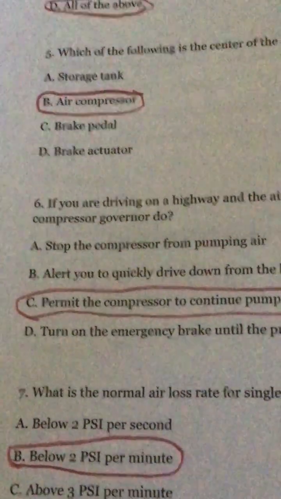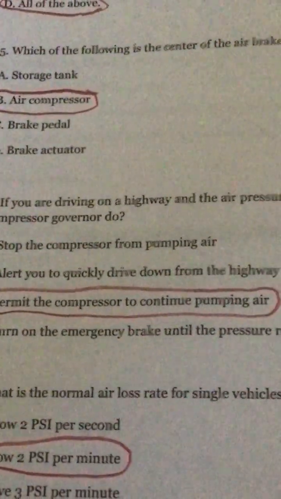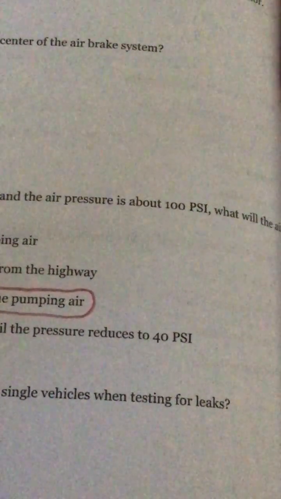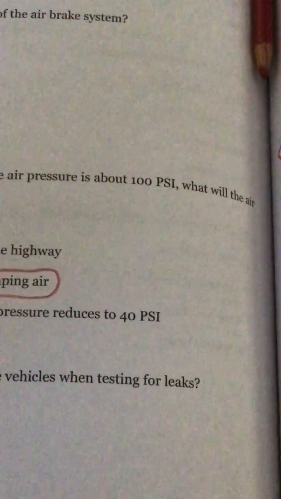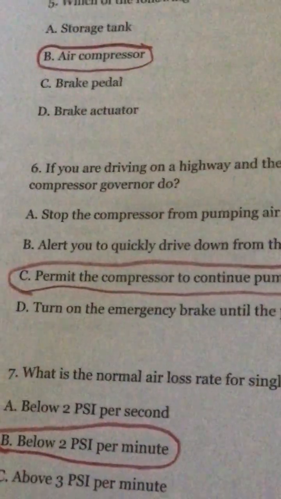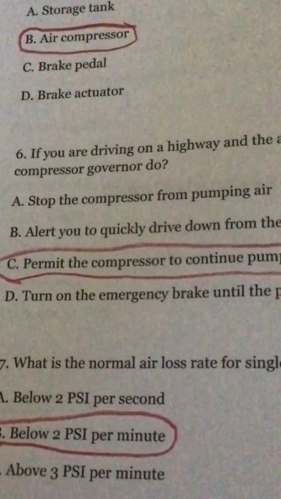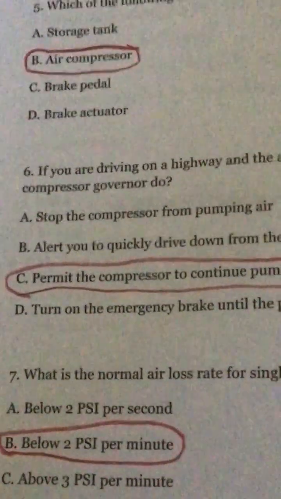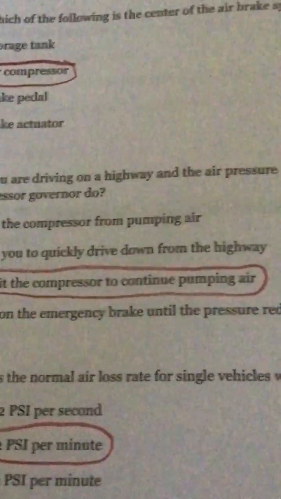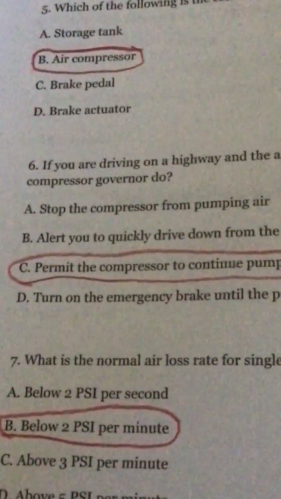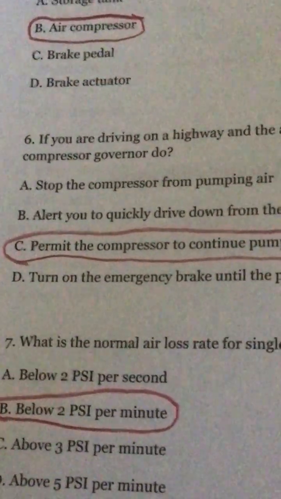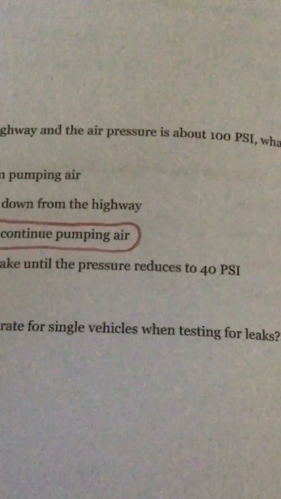Number 6. If you are driving on a highway and the air pressure is about 100 psi, what will the air compressor governor do? A. Stop the compressor from pumping air. B. Alert you to quickly drive down from the highway. C. Permit the compressor to continue pumping air. Or D. Turn on the emergency brake until the pressure reduces to 40 psi.